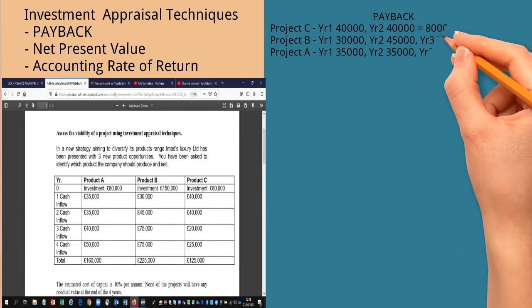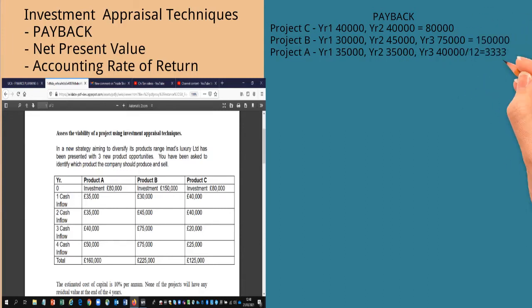Well, the first method we're going to look at is payback period. And with the payback period, we're saying, how long does it take to get your money back? In this example, if we look at project C, the initial investment is 80,000, and in the first year is 40,000, second year 40,000. So it takes 2 years for project C for you to recuperate your money. Project B, it's 150,000, and in the first year you have 30,000, second year 45,000, and the third year 75,000. So it takes 3 years to recuperate your money.